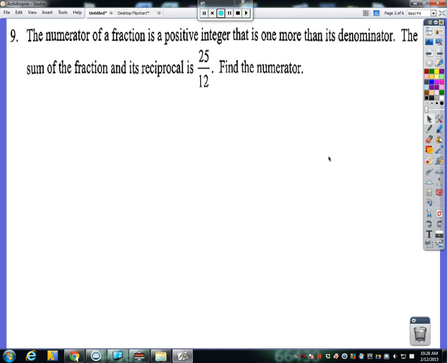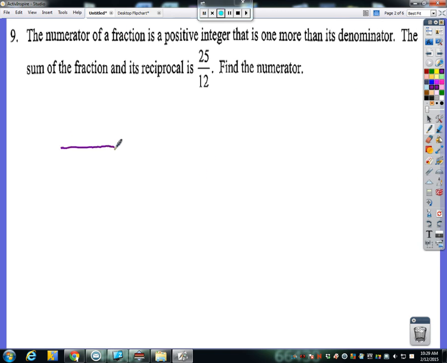Next, I'm going to jump to number 9 on that same test. Now this one we have to do a little bit of legwork before we can really use the calculator, but it shouldn't be too much. It says the numerator of a fraction is a positive integer. And positive integer just means it's a positive whole number, like 1, 2, 3, 4, 5, etc. No decimals, no fractions. And the numerator is one more than its denominator.